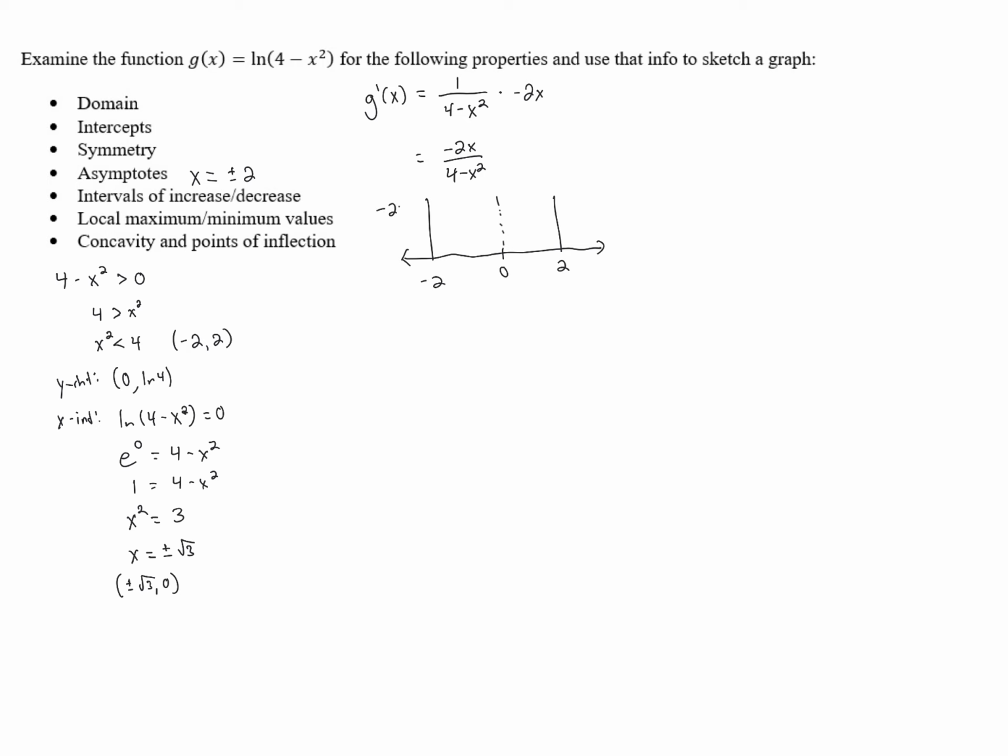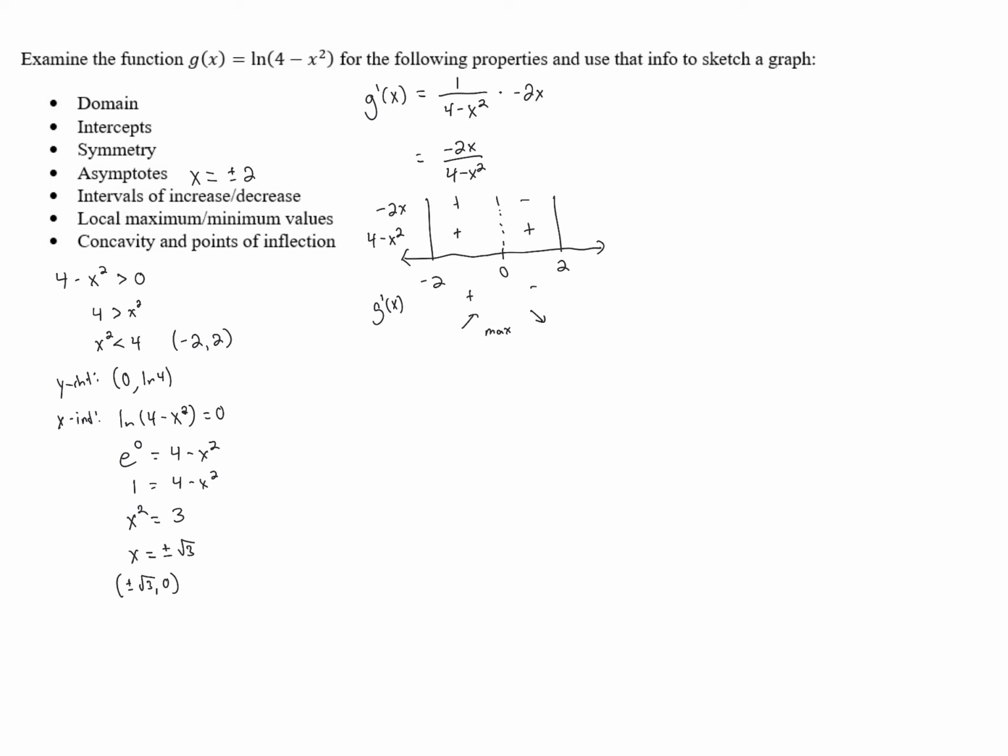Now, -2x is going to be negative when x is positive, and positive when x is negative. And 4 minus x squared is going to be positive in each of these intervals. We can just plug in any value for x and see that that is the case. And so our derivative is going to end up being positive and negative. So we are increasing and then decreasing. And so we have a local max at 0. And when x equals 0, y is ln of 4. That's already our y-intercept. So that's also going to give us a local maximum, which is really convenient.